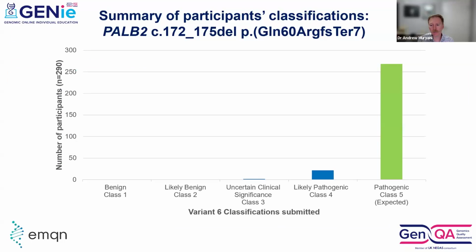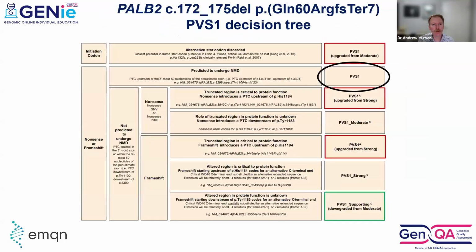The majority of individuals did classify this as expected as class 5. There were some individuals that classified this as class 4, and we think we have some explanation for why this was. And then a couple of individuals classified this as class 3. Next slide, please. So using the PALB2 decision tree, you get to a strength of PVS1 very strong, which was fairly straightforward. Next slide, please.